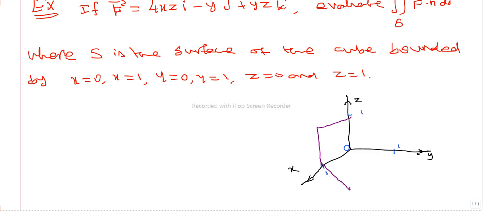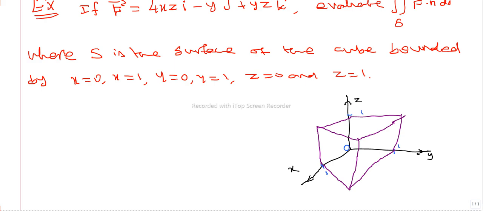Okay, this is the length 1. Again you can get this length 1. Again z equal to 1 and this value is 1. Again this point we will get. So we can assume that this is a cube. So you take only the surface of the cube, that is our surface S.